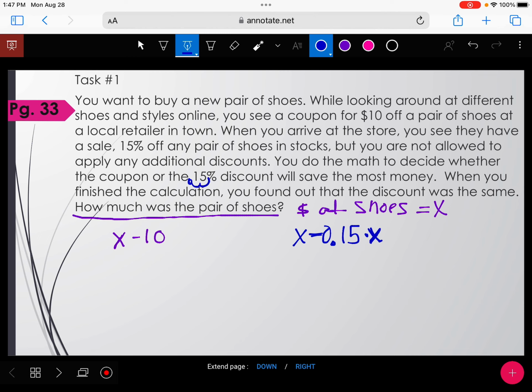Okay, so now I want to know, when is the discount with the coupon and the discount with the percent off the same? How can I figure out when they are the same? Set them equal, because I want to know when they're the same. So I want to know when X minus 10 is exactly the same as X minus 0.15X. So that would be how I'd set this one up.